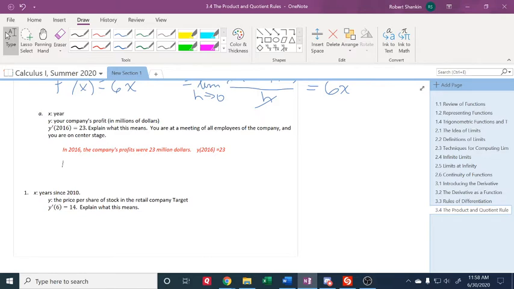But we want to include something that has to do with either the word slope or rate of change, because that's what derivative is about. Yes, so the $23 million is the difference between x value of a and a plus h. So that means that as you're going towards 2016, your instantaneous slope is at $23 million. Very good.